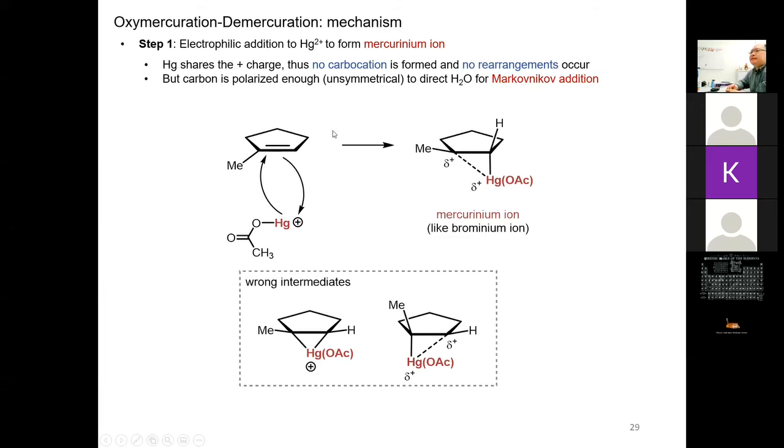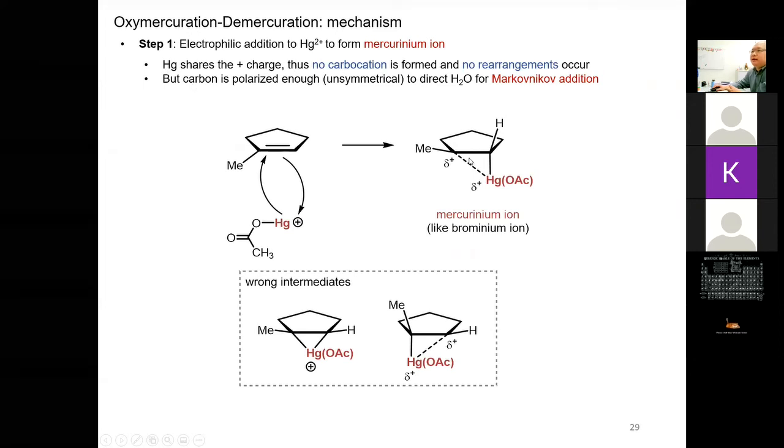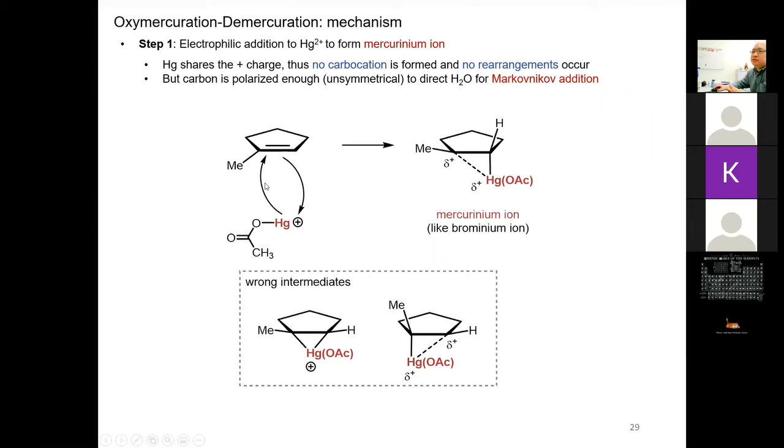These two react in a way that the electrons of the alkene go to this positive mercury atom. At the same time, a bond forms between the mercury and this carbon. Okay, so the mercury shares the positive charge with this carbon. So this is two arrows. If it were only one arrow, this would be a full carbocation, right? But here, the mercury gives some electrons to this carbon. So the actual intermediate looks like this.